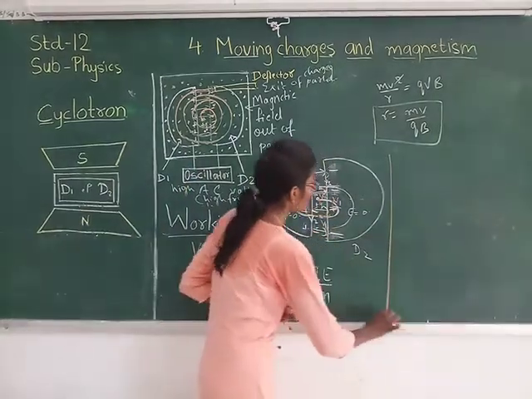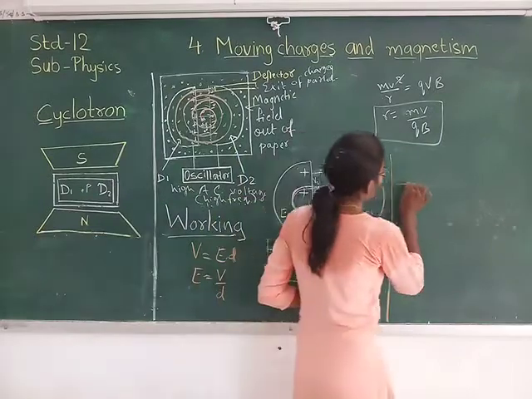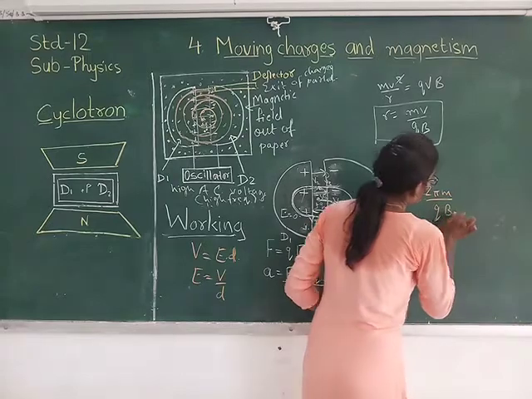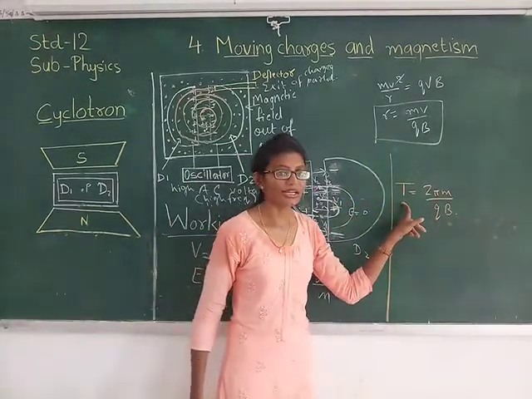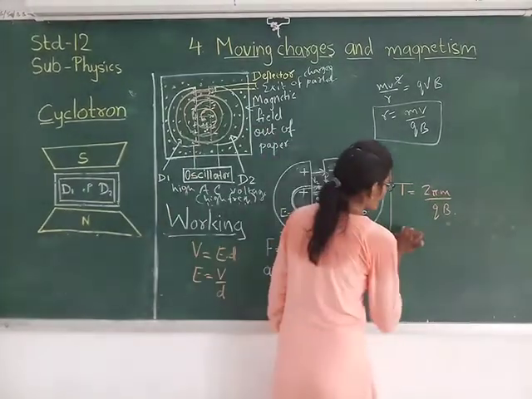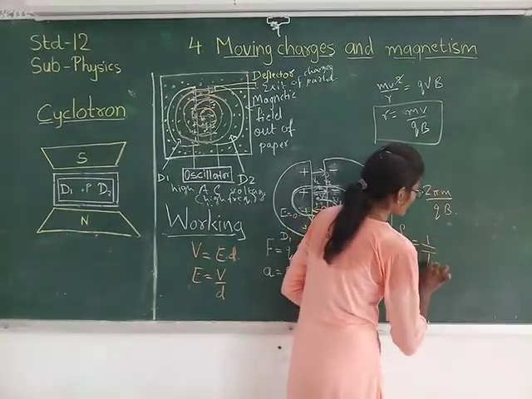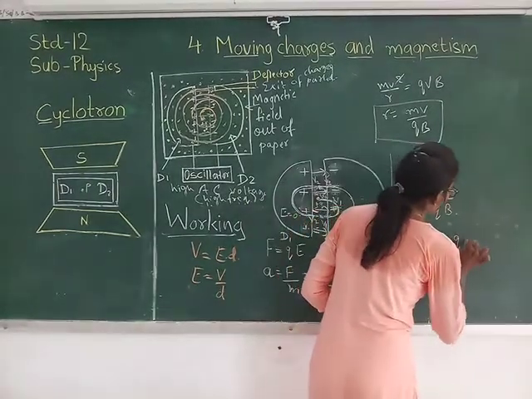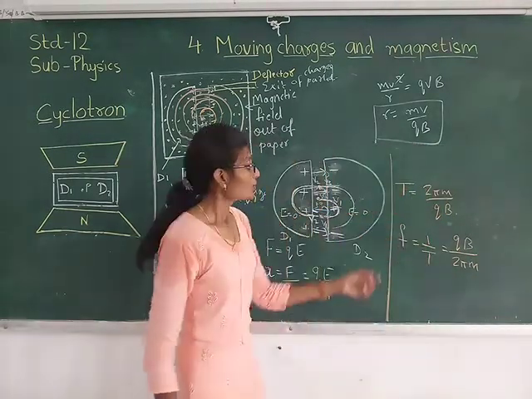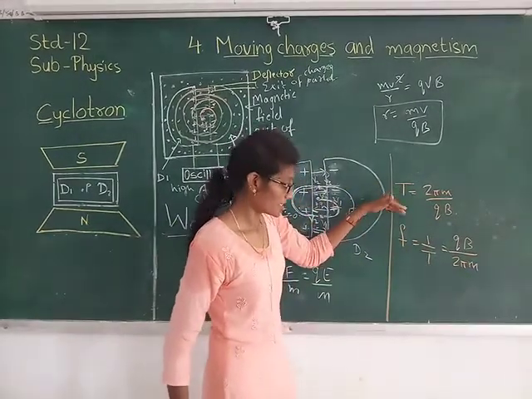And we know for one circular path, what is the time? T is equal to 2 pi m upon qB. This is the periodic time taken by the charged particle to complete one revolution. So what will be the frequency? F is equal to what? The reciprocal of the periodic time T, that is qB upon 2 pi m. So you need to adjust this. You need to take this frequency.